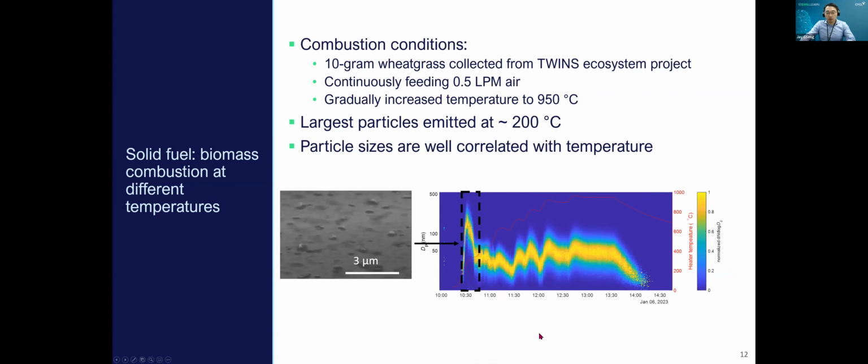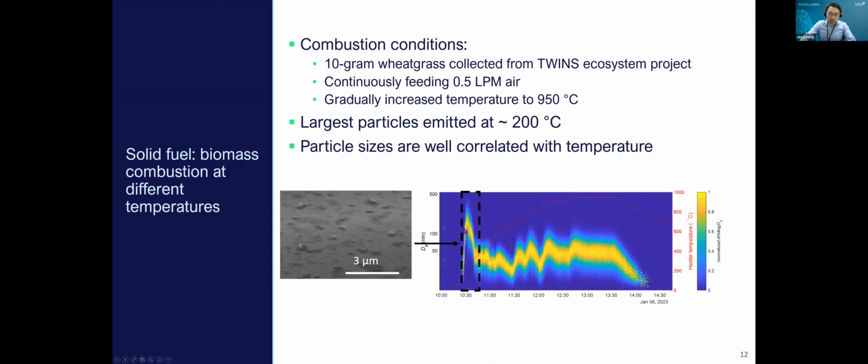The last example I want to show you is biomass combustion. I put 10 grams of wheat grass, collected from another collaborative project at the EMSL called the TWINS Ecosystem Project, and I continuously flowed 0.5 liters per minute of air into the combustion system and gradually increased the temperature to 950 degrees Celsius. As before, this is a time series of the size distribution, and the red line is the heater temperature.